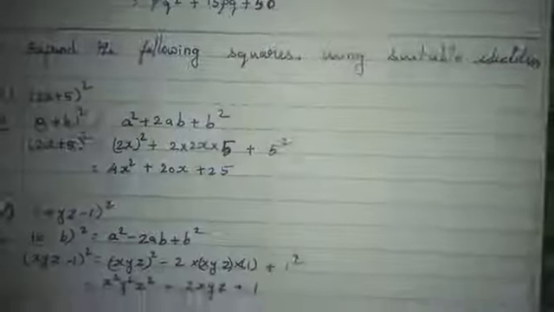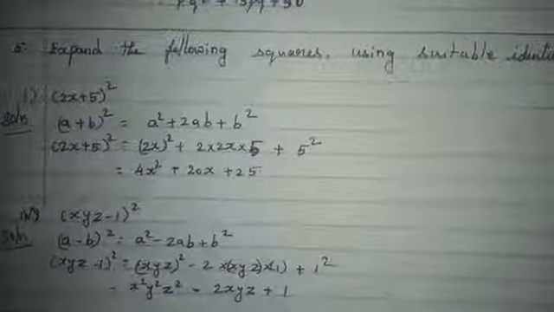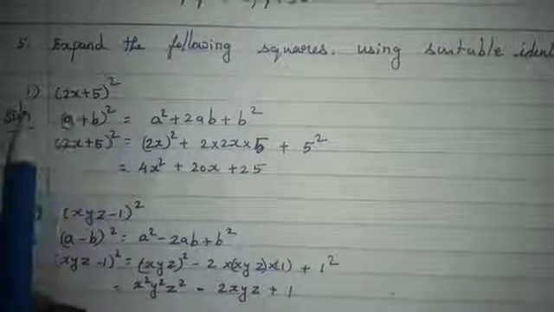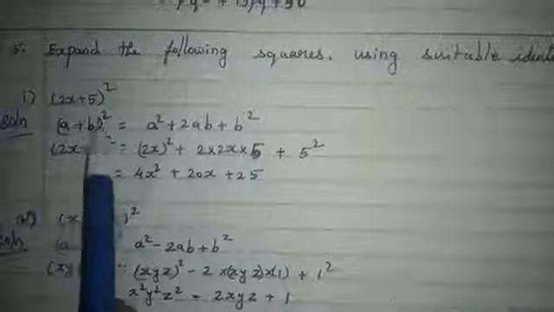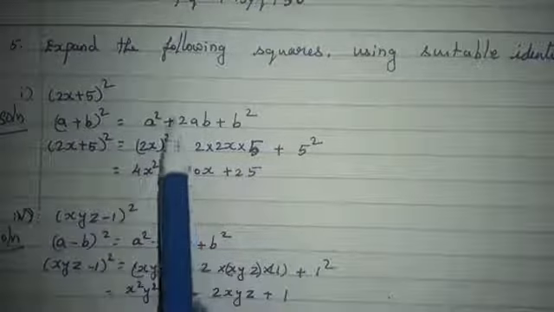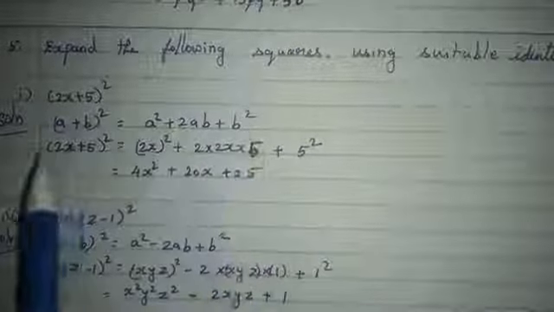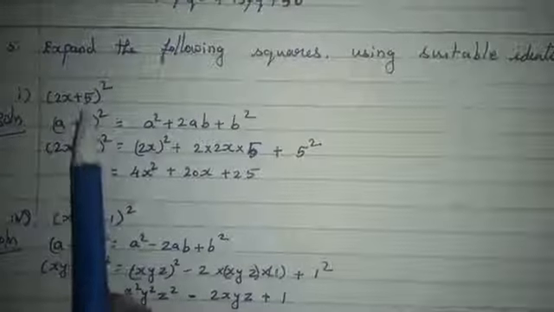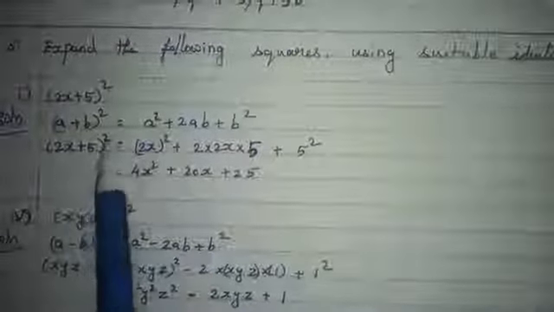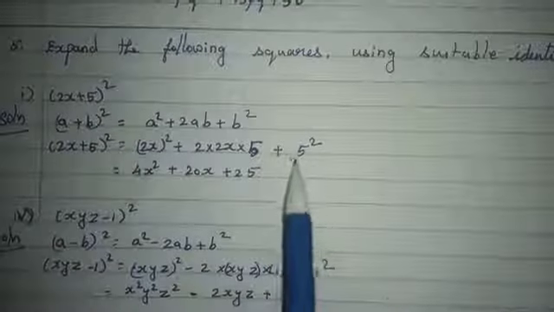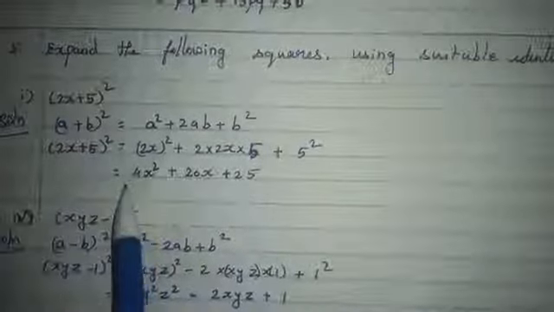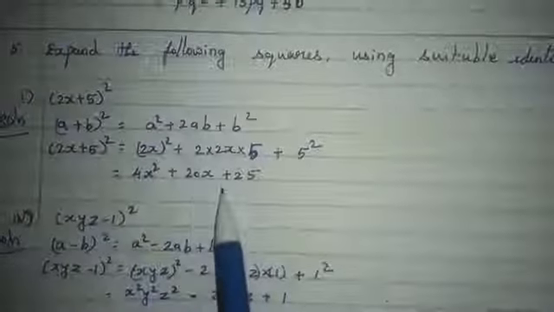The next sum, fifth sum: expand the following squares using suitable identities. Here they have given the squares. We have to use the suitable identities to solve them. First one, (2x + 5)². It is in the form of (a + b)². We know that (a + b)² is equal to a² + 2ab + b². Substituting a as 2x and b as 5, we get (2x + 5)² = (2x)² + 2 × 2x × 5 + 5². When we simplify it, we get 4x² + 20x + 25.